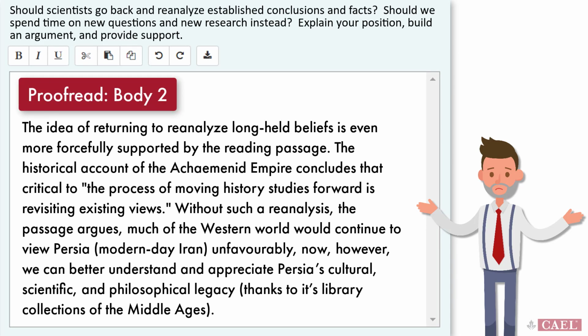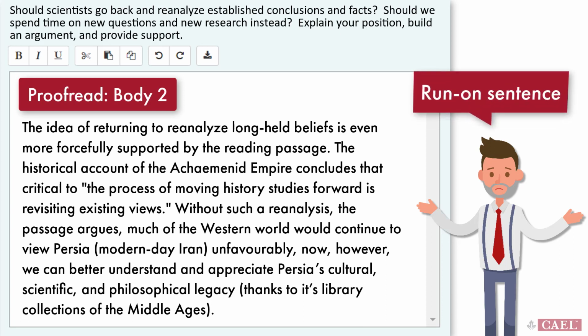Going through this section and proofreading it, I can spot 2 mistakes. The first mistake is a run-on sentence. "Now, however, we can better understand and appreciate" should be written as a new sentence.